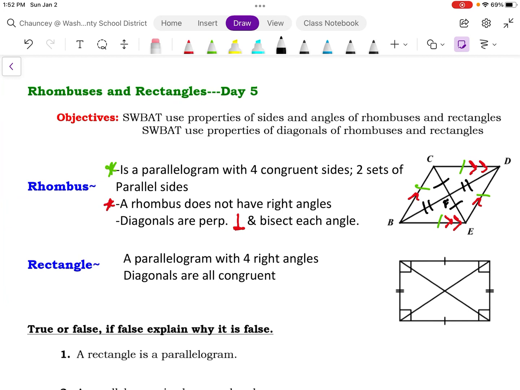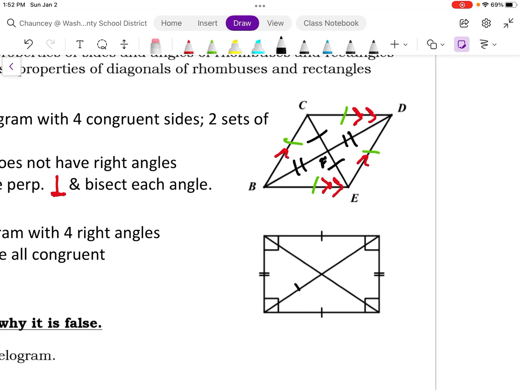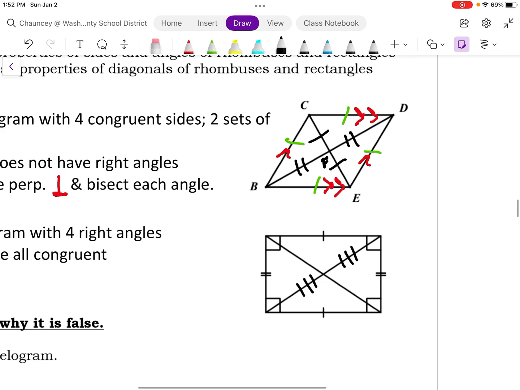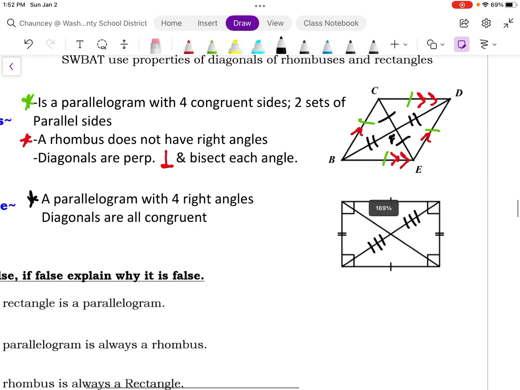Okay, so rectangles are parallelograms with 4 right angles, as you could see noted in the picture to the right, and diagonal angles are also congruent. So these diagonal angles are congruent to one another. And yeah, that's pretty much it on that, okay?